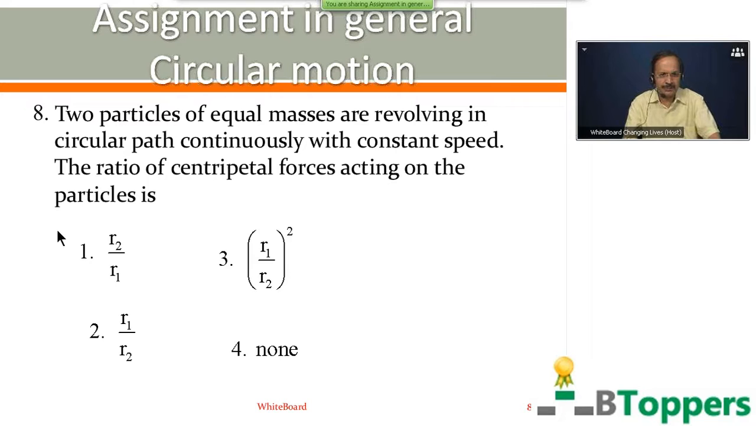Of course, you understood that R1 is the radius of the first circular path in which the first particle moves, R2 is the radius of the second circular path in which the other particle moves. We are shown options here in terms of R1 and R2. That means here both the particles are moving with the same constant speed. So in case you need more time, you can take a pause.